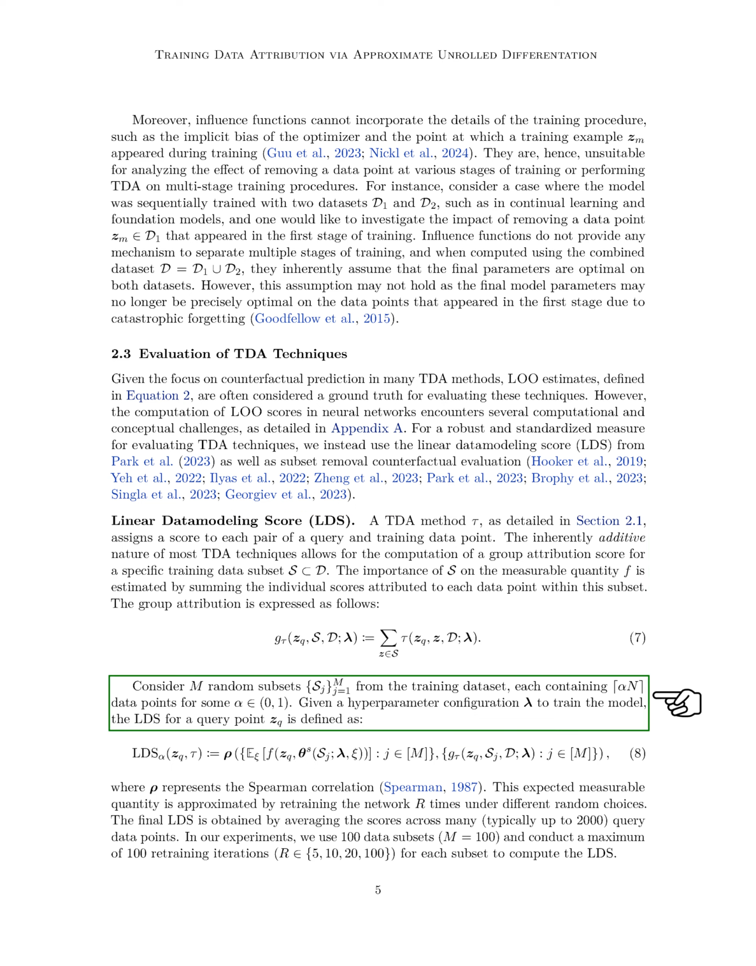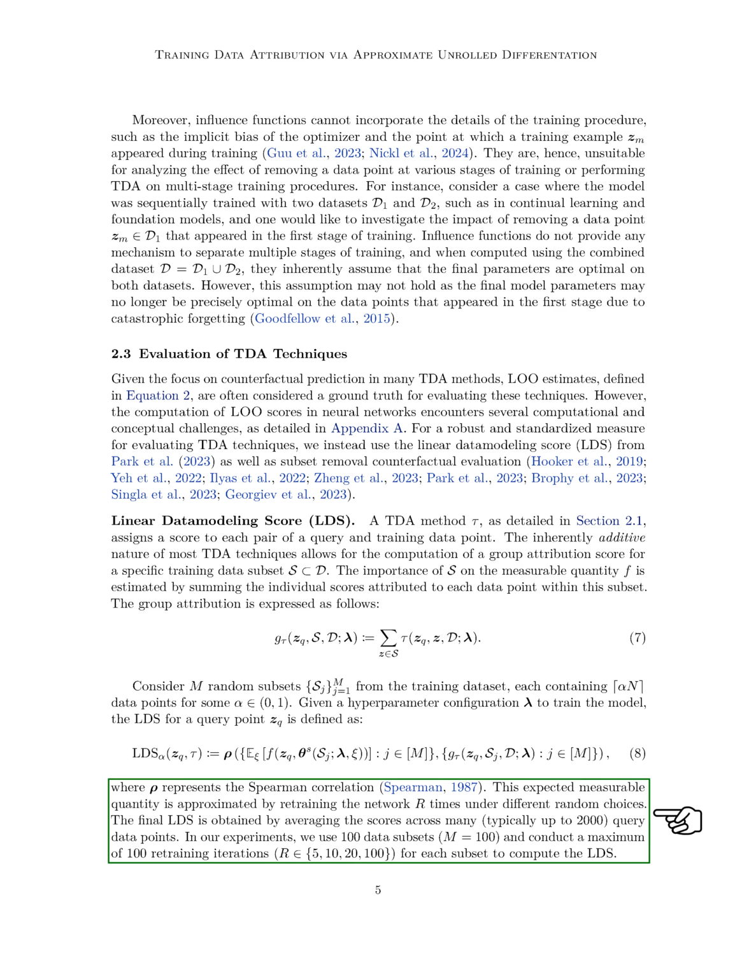The LDS for a query point, bold symbol Z_Q, is determined based on a hyperparameter configuration, bold symbol lambda, and Spearman correlation, bold symbol rho. We approximate the expected measurable quantity by retraining the network multiple times under different random choices and then average the scores across numerous query data points to obtain the final LDS.